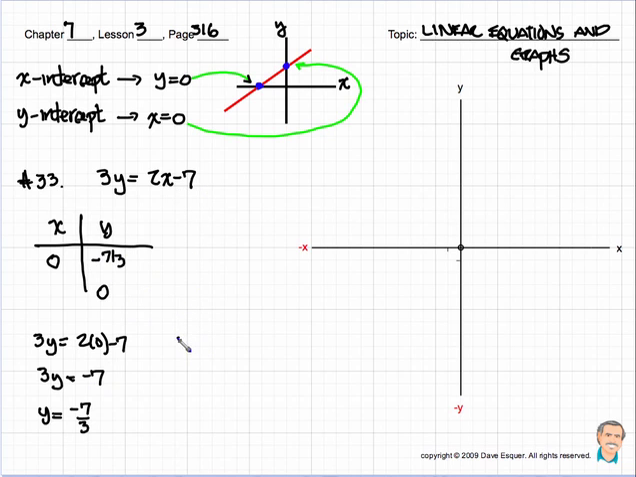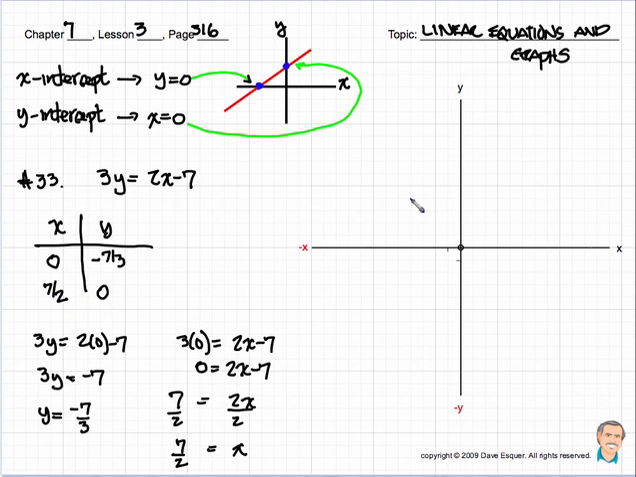3y is equal to 2x minus 7, but this time y is going to be 0. So we have 3 times 0 is equal to 2x minus 7, or 0 is equal to 2x minus 7. If we add 7 to both sides, 2x is equal to 7. And if I divide both sides by 2, then x turns out to be 7 over 2. So we have two ordered pairs, (0, negative 7/3), and (7/2, 0).